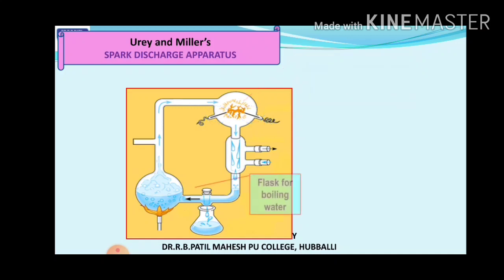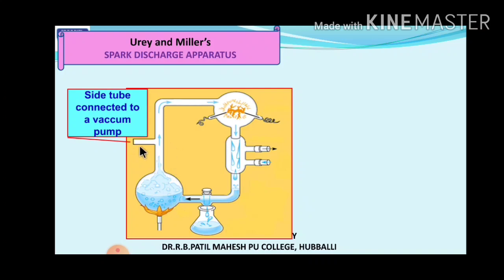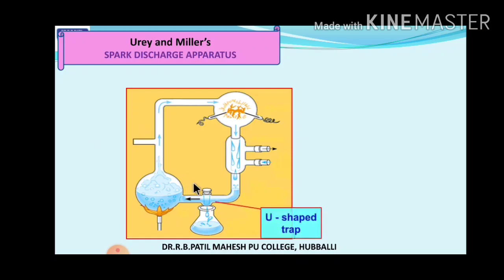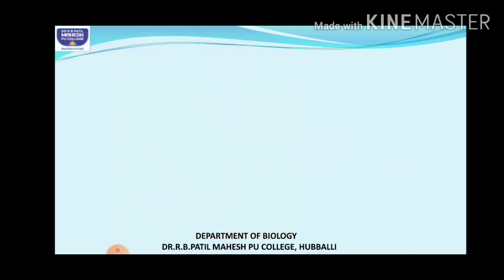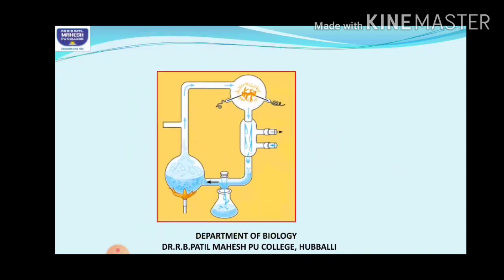Then they had taken a round flask here consisting of boiling water. There was a side tube connected to the vacuum pump. Then there was a U-shaped trap that was to collect the liquid, finally what they got. And then there was a cooling jacket or a condenser. Okay, let us see what was the experiment performed.